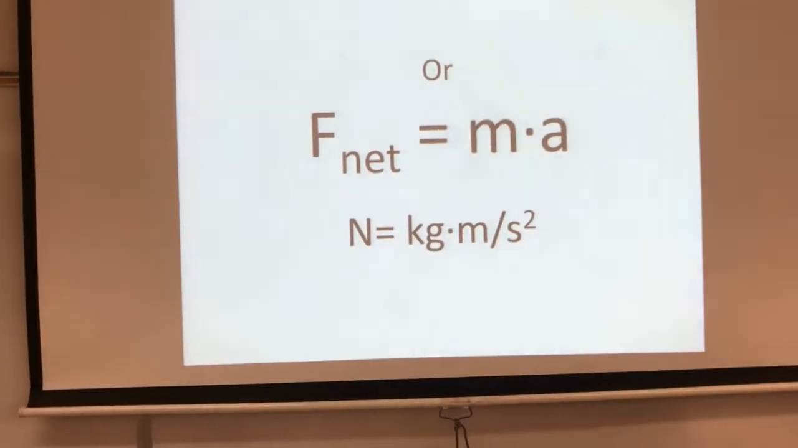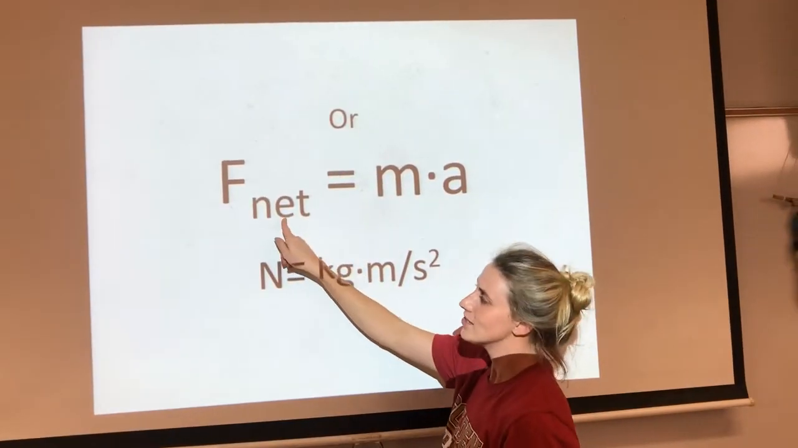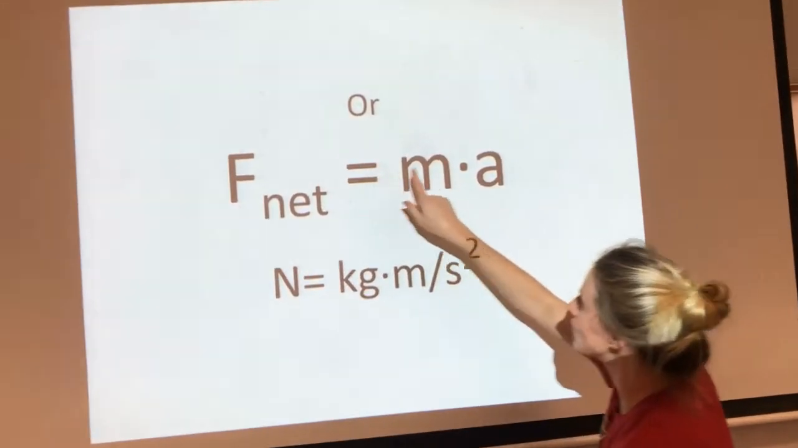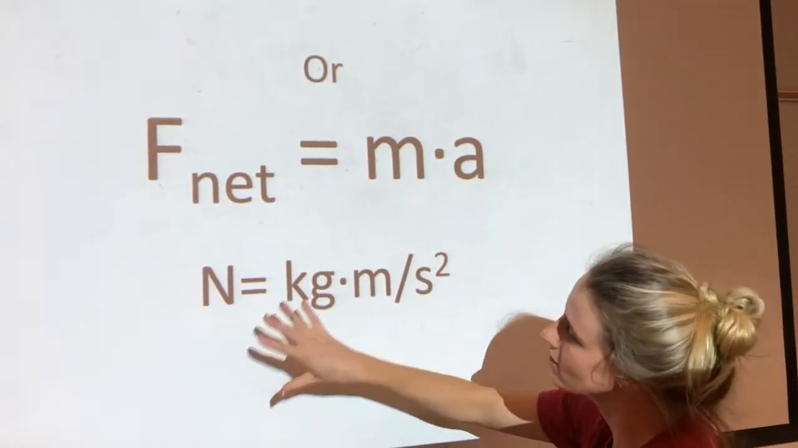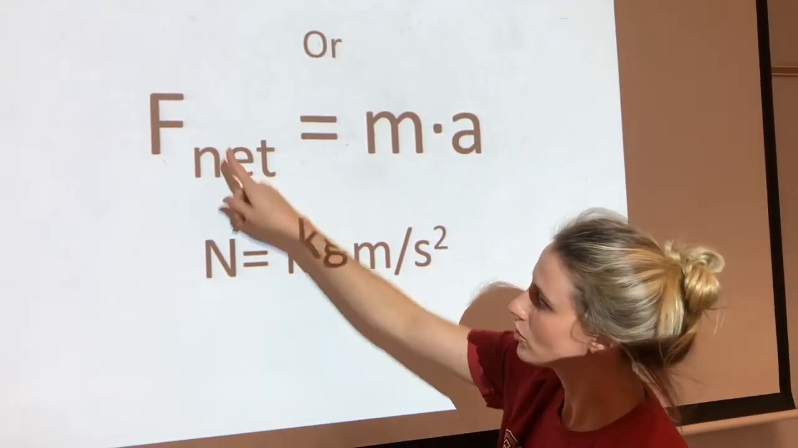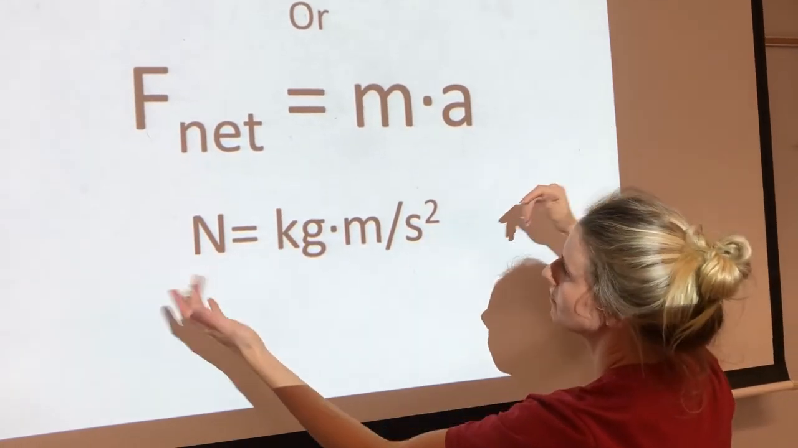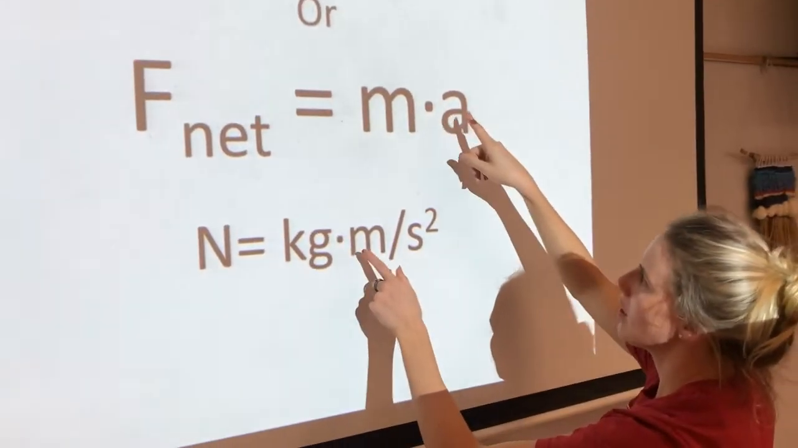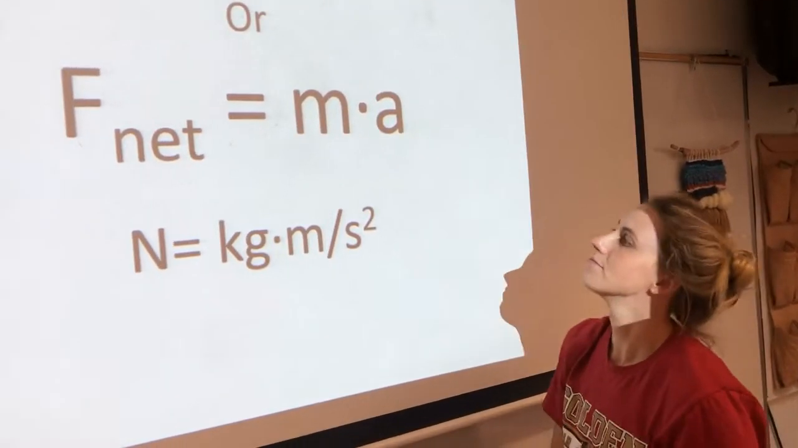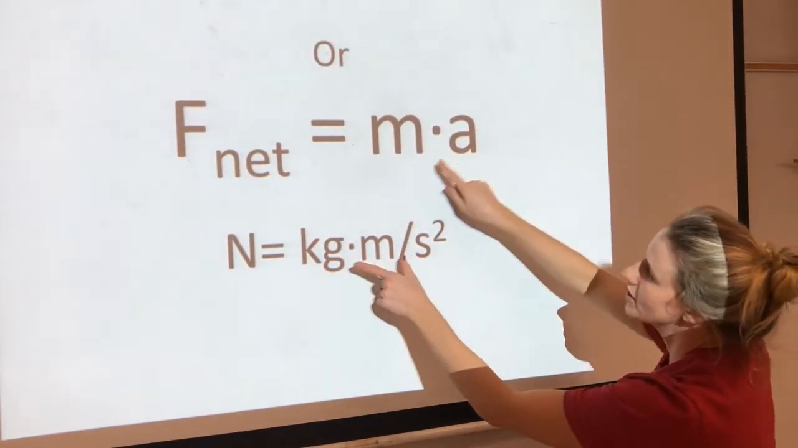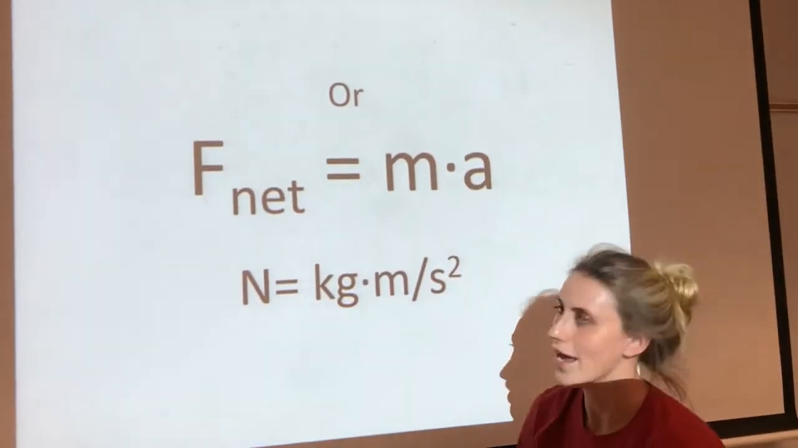Okay, another way to write this. Net force equals m times a. And these are your units. When we talk about force, we're talking about newtons. And how do we get this newton? What does this actually mean? Well, it just means a kilogram meter per second squared, because these are the units for acceleration, and that's the units for mass.